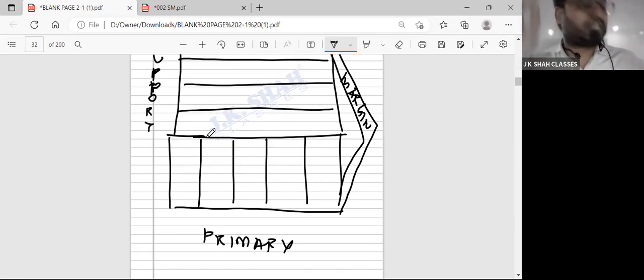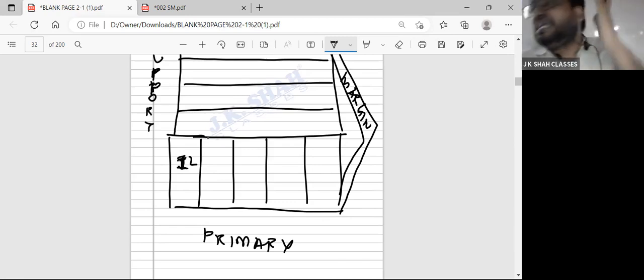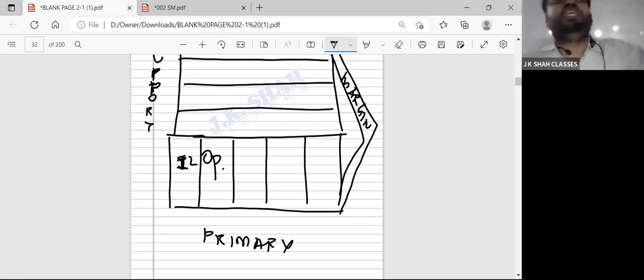Which are those activities? Inbound logistics. IL stands for inbound logistics. What is this? Bringing the raw material. Transportation, warehousing, storage of raw material is called inbound logistics. Then you will convert that raw material into finished goods. That will be done in the factory. Operations. Many people call this production. I call this operations.